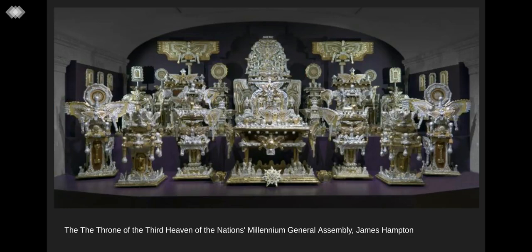Similarly, you could look at some other pieces that are displayed now in the Smithsonian Museum. This is called The Throne of the Third Heaven of the Nation's Millennium General Assembly by James Hampton, who is also a janitor by profession. His entire garage in Washington, D.C.